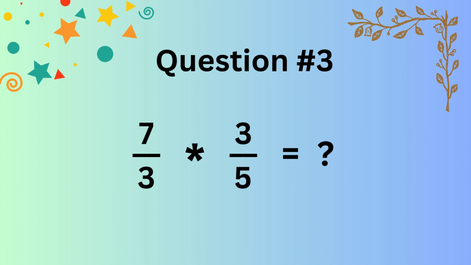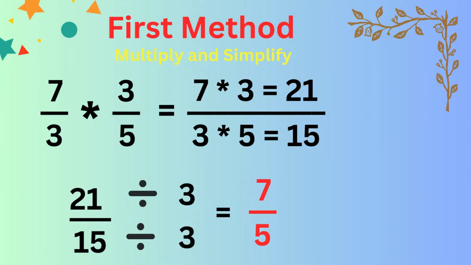Method 1. You need to multiply across. 7 times 3 is 21, and 3 times 5 is 15. Then you can simplify. 21/15 can be reduced to 7/5 by dividing both numerator and denominator by 3.